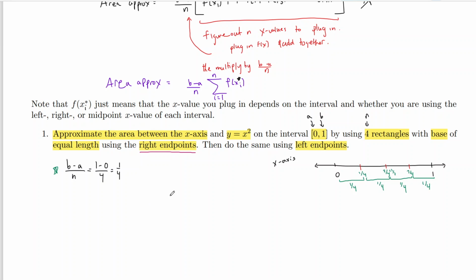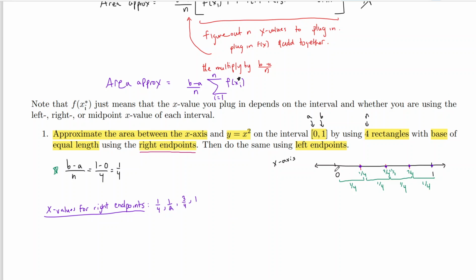All right, now for the right endpoints, the x values for the right endpoints. We're going to plug in 4 of them because we have n equals 4. And each one of these represents the base of one of our rectangles. So from 0 to 1/4, we would want to plug in the right one, which is 1/4. And then from 1/4 to 2/4, we would want to plug in 2/4, or better yet, 1/2. And then from 2/4 to 3/4, we would want to plug in the right one, which is 3/4. And then from 3/4 to 1, we would want to plug in the right one, which is 1.